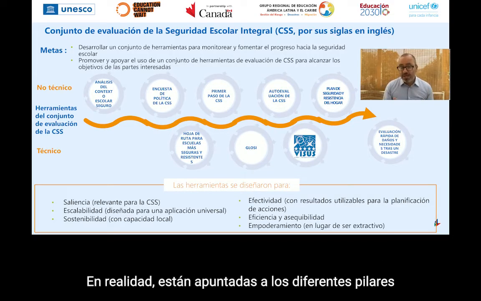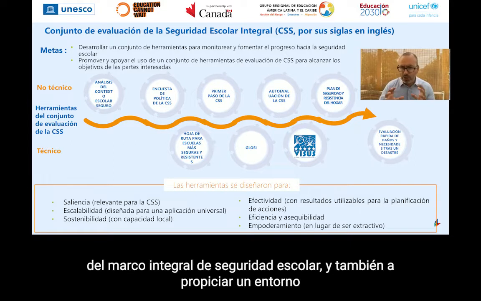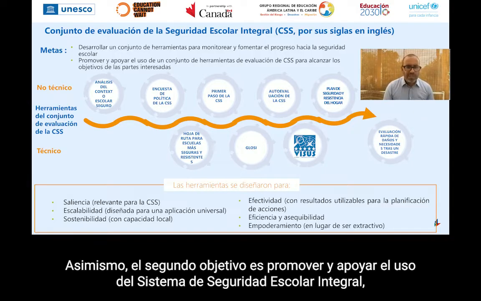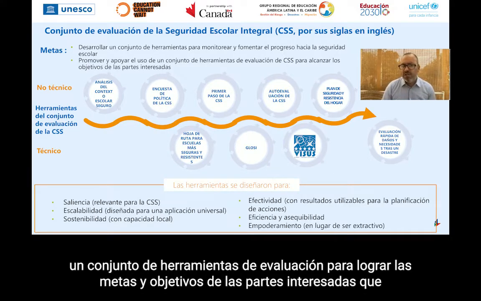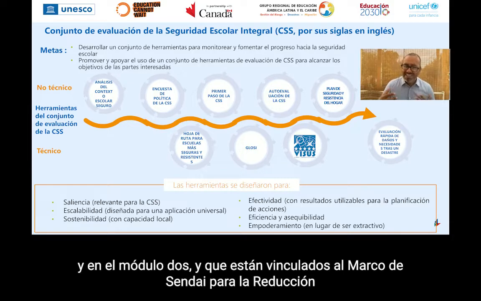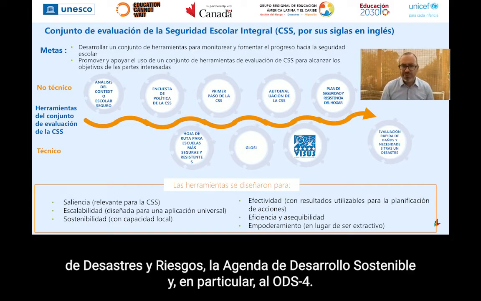They are targeting the different pillars of the comprehensive school safety framework, but also the enabling environment that will be important in order to secure school safety. Also, the second goal is to promote and support the use of the comprehensive school safety assessment suite of tools to achieve stakeholder targets and objectives that we have been discussing in Module 1 and Module 2, and that are linked to the Sendai Framework for Disaster Risk Reduction and the Sustainable Development Agenda, notably SDG 4.